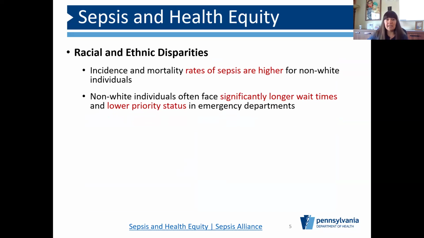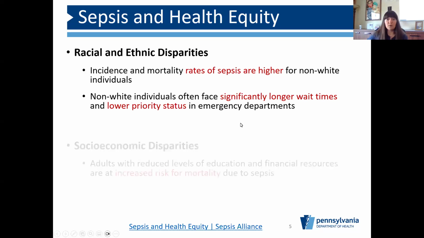So I want to take a second and unpack that because, as Emily would have spoken about last week, sepsis is a very rapidly progressing response to an infection. So the longer an individual waits for treatment of sepsis, the less likely they are to survive it. So if a person's experiencing a significantly longer wait time and lower priority status at the hospital, that could have extremely adverse consequences and an increased likelihood of death for that patient. So it's a very harsh reality to process when it comes to racial and ethnic health disparities. So we want to be mindful of that for our residents.